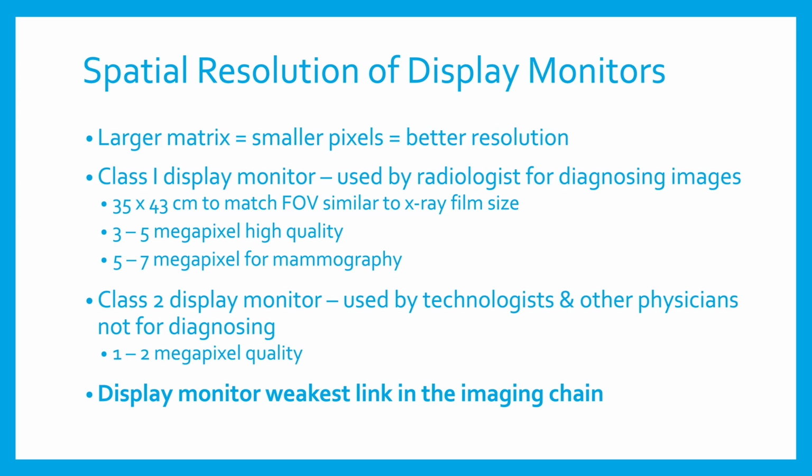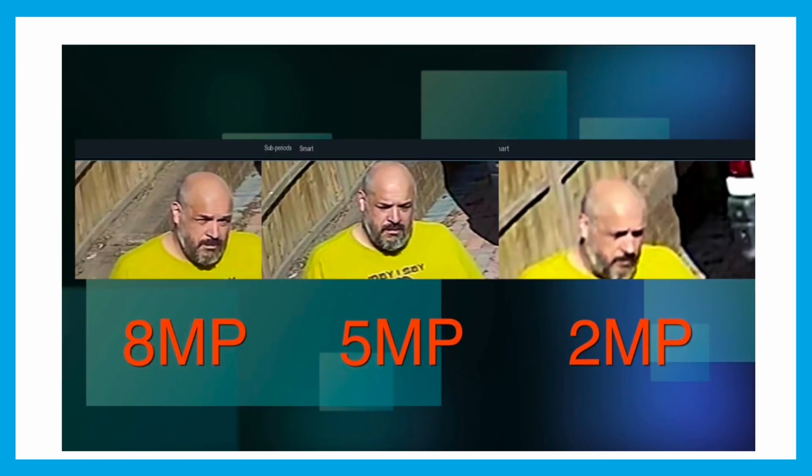And here, this is the last slide, and this is just giving you an example that you can see 2 megapixel, 5 megapixel, and 8 megapixel. So as the megapixel goes up, obviously the detail or sharpness is better. So we're using a 1 to 2 megapixel monitor, where the radiologists are using 5 to 7. So that really gives you an idea of the detail that they have. And that is the lecture.